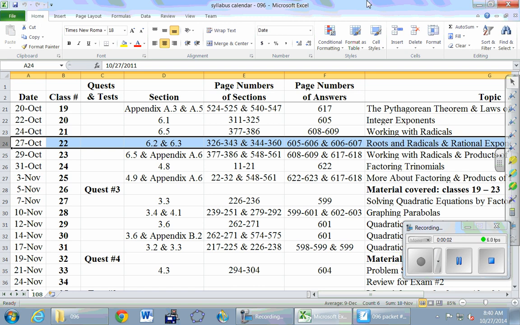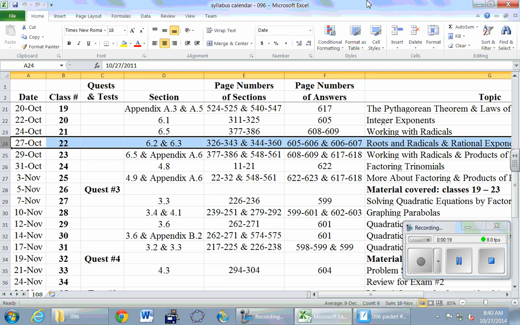Okay, so we'll start by looking at the calendar briefly. Today we talk about roots and radicals and rational exponents. We've been doing exponents for like 3 classes in a row now. Today's the 4th one. Next class we start doing something kind of different.